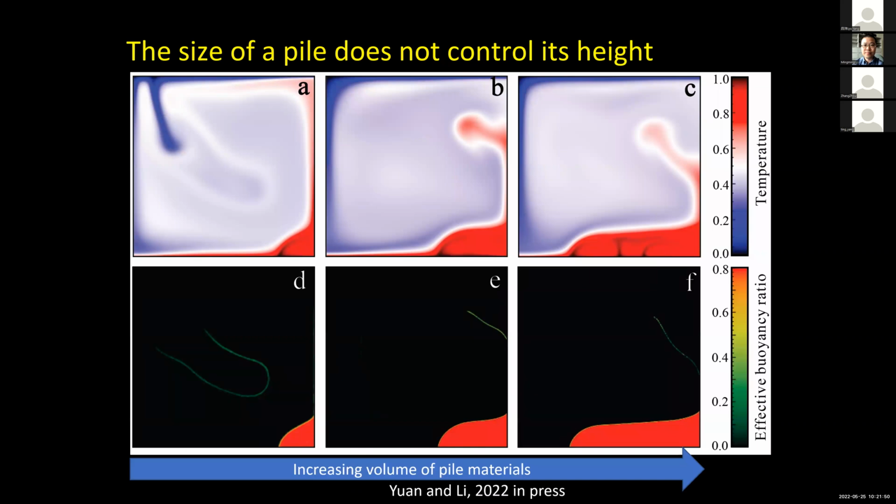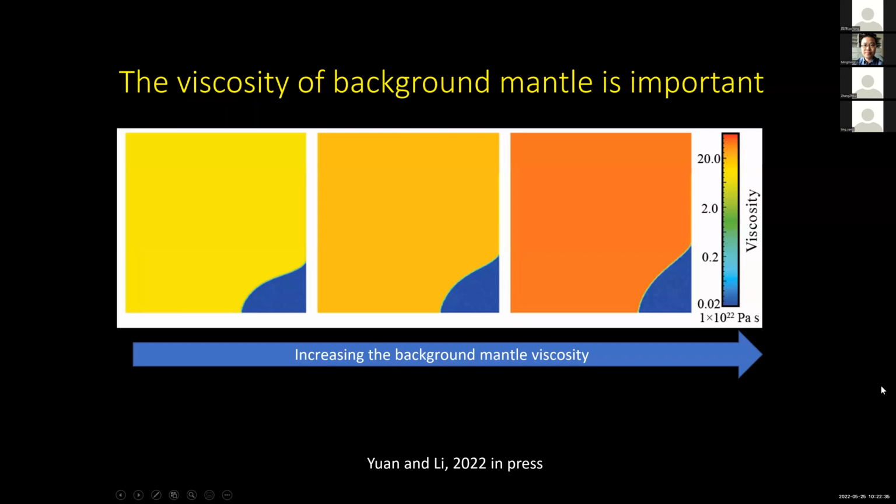We did lots of similar calculations, and this slide shows different models. From A to B, in figures D, E, and F, we increase the volume of the pile material. You can see from left to right, the volume of the red color, the thermochemical pile material, increases. However, it's very surprising: although the volume increases, the height does not increase. The only change is that it becomes wider and wider, but the height does not change. So basically, we found that the volume does not affect the maximum height.